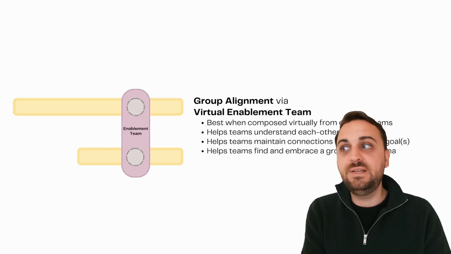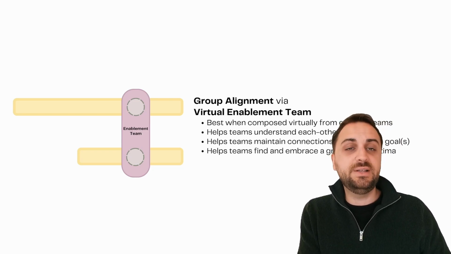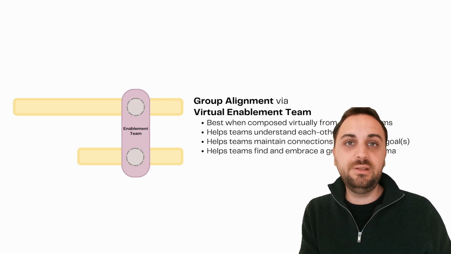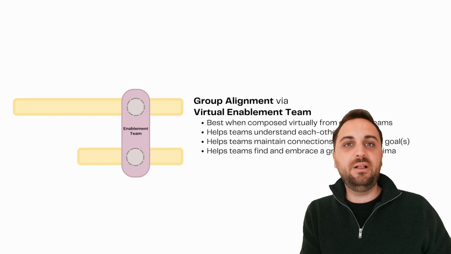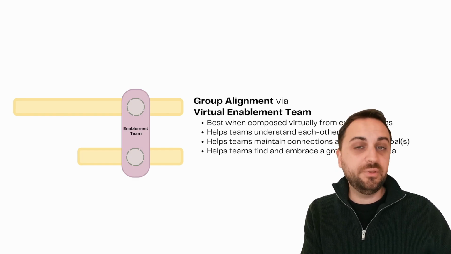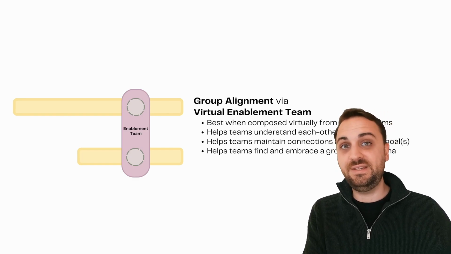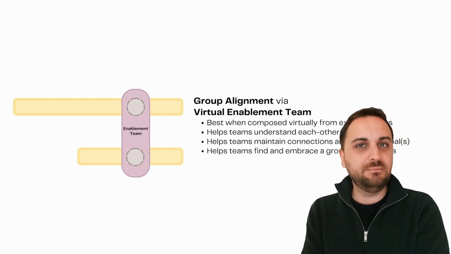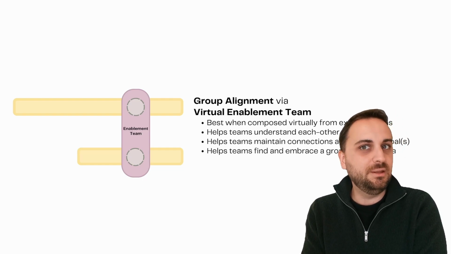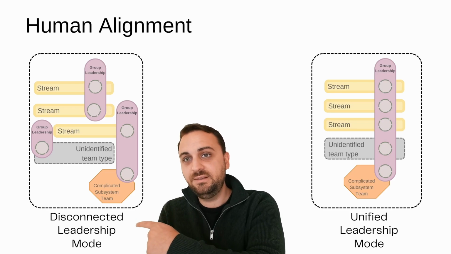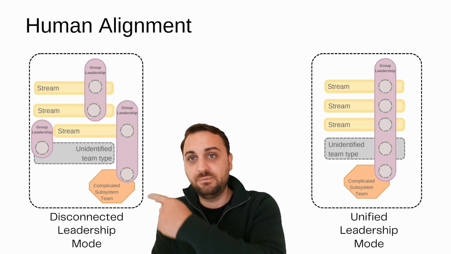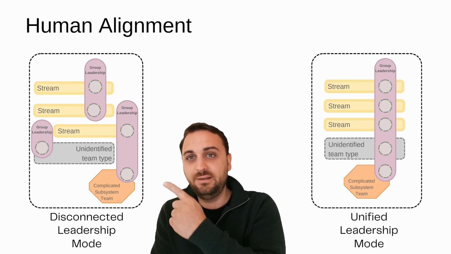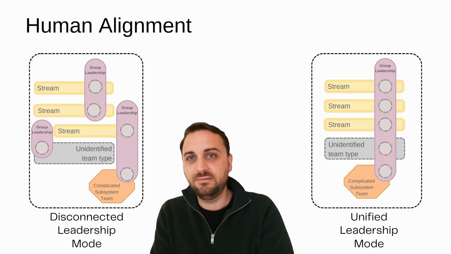Because one of the problems you'll see, and I think we've all seen this in larger organizations, is one team is really performing well, but they're performing well in a local optima for their team, or maybe even for their CV, for their career, but not for the group. So this enablement team lets them be something bigger than themselves. So you have this disconnected leadership mode over here, which doesn't work because, if you take a look at it, they're not connected by anything.